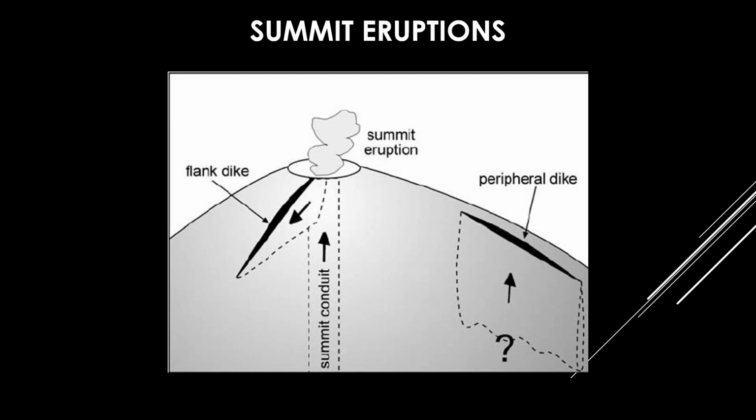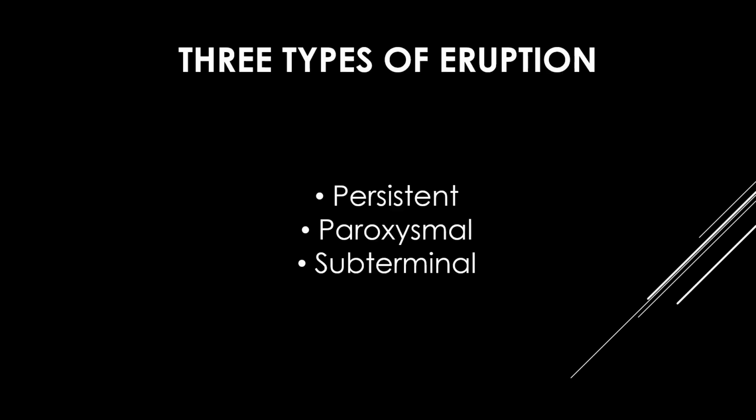But it was only in the late 1960s that summit activity began to be monitored more continuously. By 1973, a more complete and continuous monitoring of Etna's summit was conducted. Summit activity, much like flank eruptions, has different types of eruptive styles, which are persistent, paroxysmal, and subterminal.